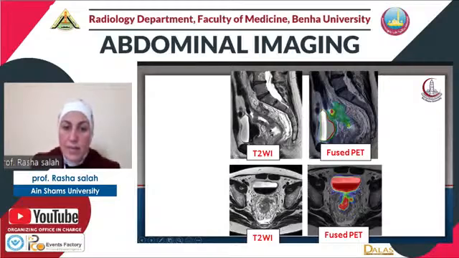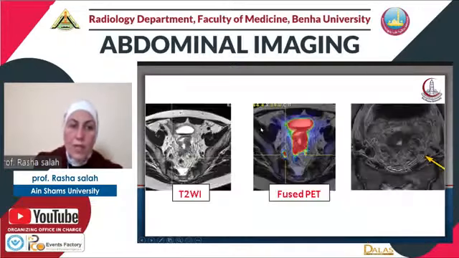We can see that the mass is extending anteriorly with the infiltration of the mesorectal fascia over here, and this is a positive circumferential resection margin. But also we can see that the mass is violating the anterior peritoneal reflection, and this is a T4a tumor.